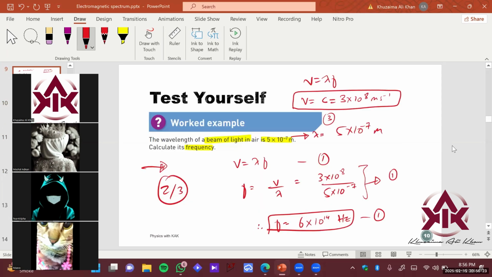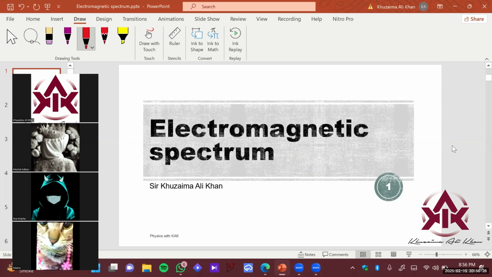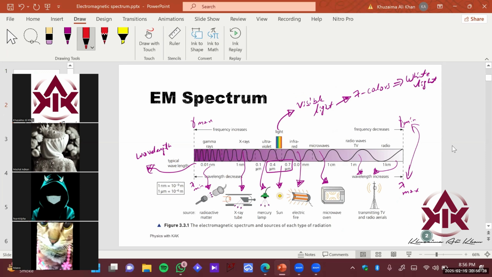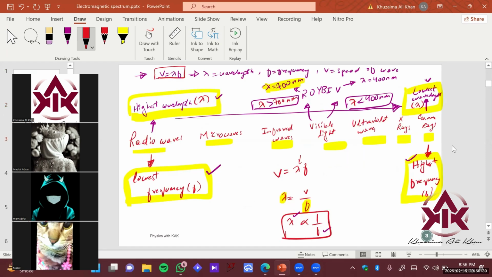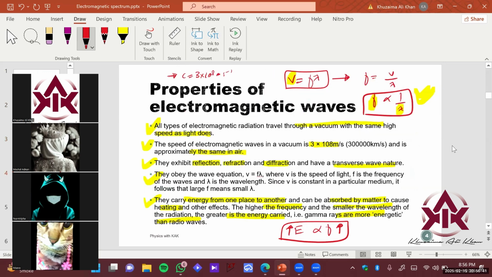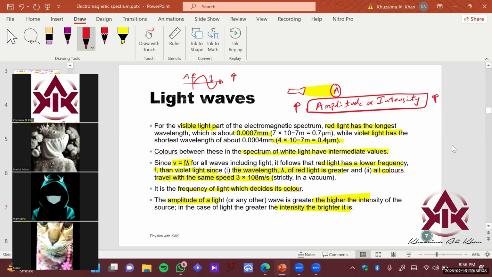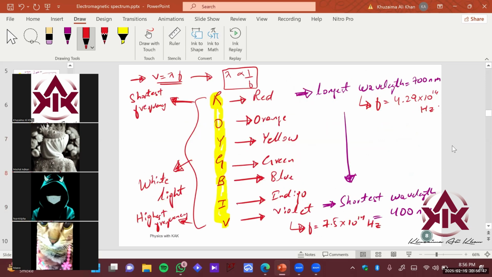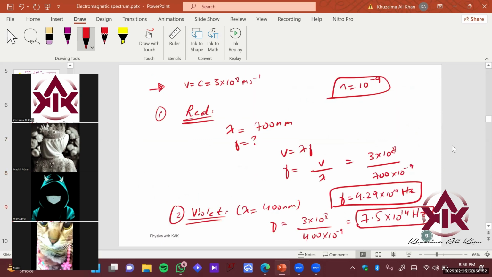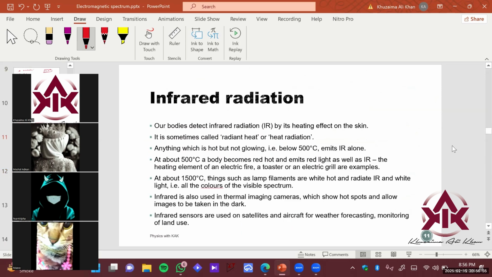The most important part in this chapter is this thing. You should know the order of the waves. We should know which one has the highest wavelength and which one has the lowest wavelength, which one has the lowest frequency and which one has the highest frequency, right? And the properties of these waves, and the light waves values. Apart from this, it's just theoretical, and you have all seen this practically. I believe till now you might have seen all of the waves in your life.